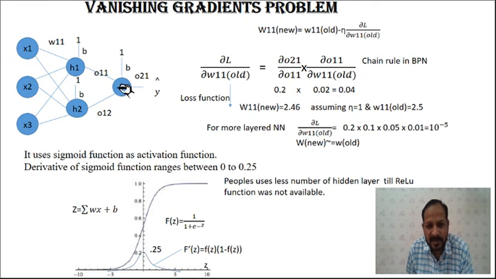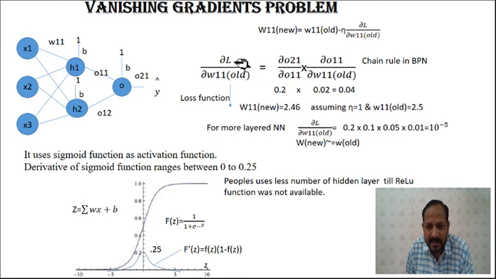The neurons which are near to the output have a higher derivative, but less than 0.25. The neurons which are near to the input layer have lower derivative values. It goes on reducing. So here we are considering randomly 0.02. So this will be equal to 0.04.